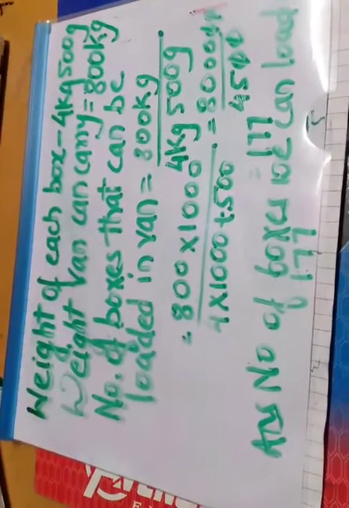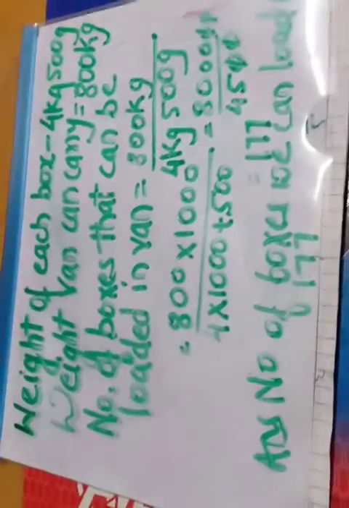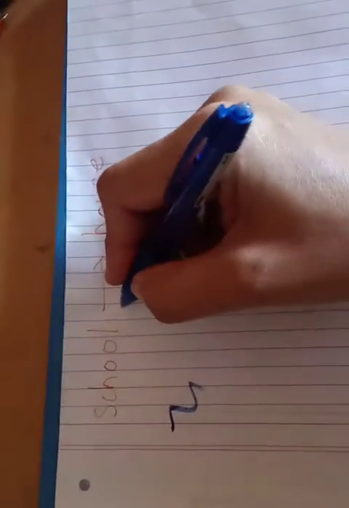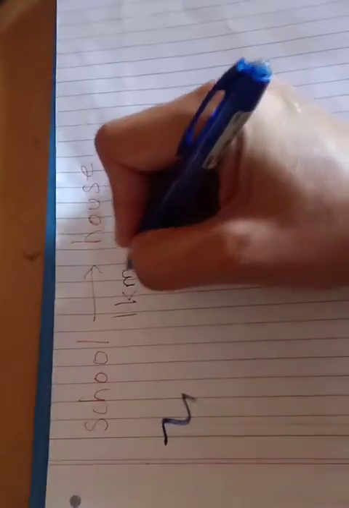Okay, so this was the 10th one. Now we will start with the 11th one. Okay, now the distance between a school and house. How much is it given? It is given to be 1 kilometer 875 meter. Okay, so this is the distance between the school and the house.